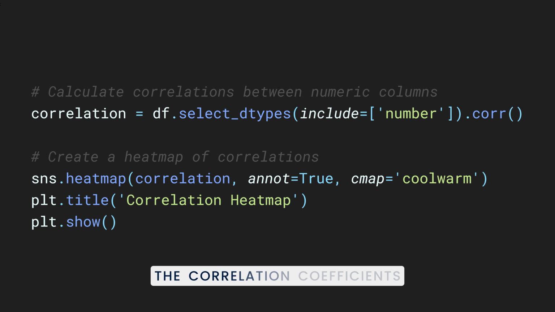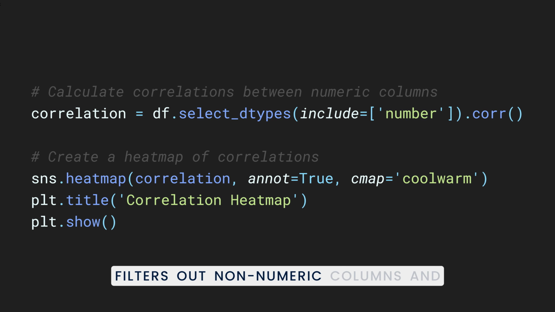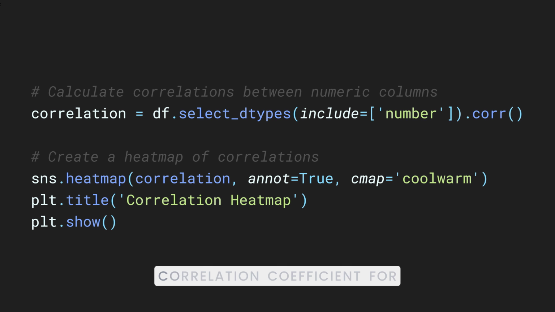First, we calculate the correlation coefficients between all numeric columns using df.select_dtypes(include='number').corr(). This filters out non-numeric columns and then computes the Pearson correlation coefficient for each pair of numeric variables. Next, we visualize this correlation matrix using sns.heatmap.